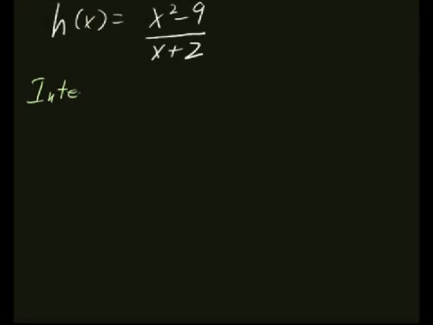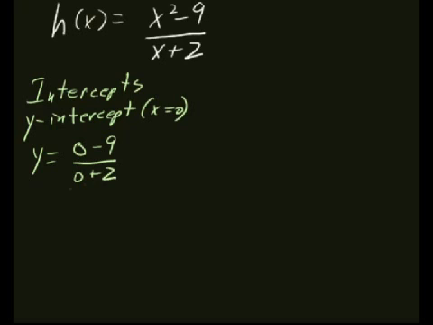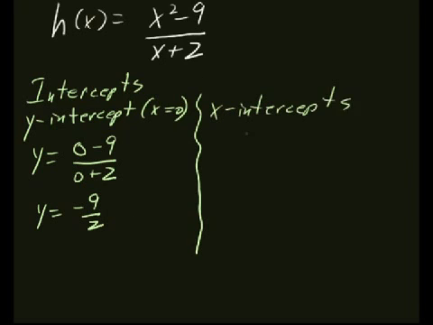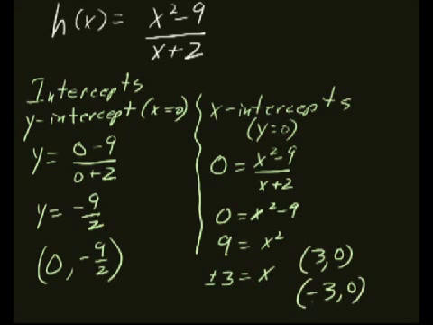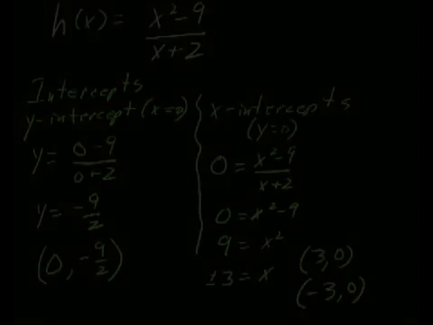The last thing we need to find for our last example are the intercepts of h of x. To find the y-intercept, I'll set x equal to 0, which will leave me with y equals negative 9 over 2. In other words, (0, negative 9 over 2) would be the intercept. The x-intercepts I find by setting y equal to 0. I'd lose the denominator. I got a polynomial. I can add 9 to both sides, take the square root, plus or minus 3. So it looks like there's going to be 3 intercepts: (3, 0), (negative 3, 0), and (0, negative 9 halves).